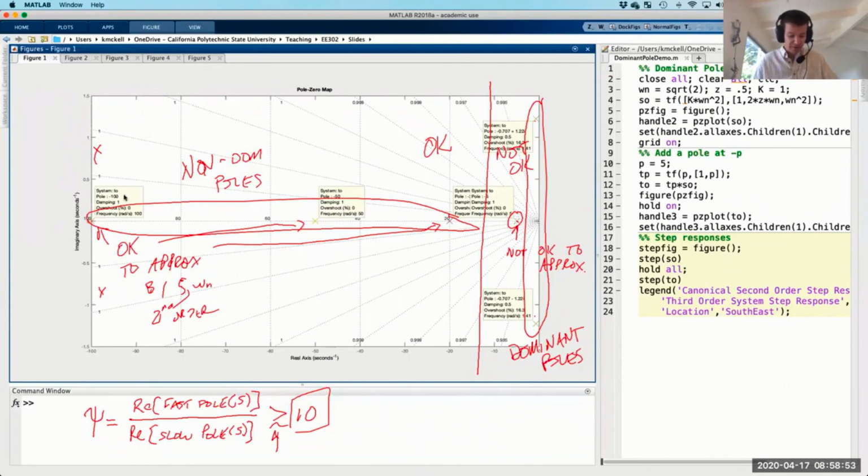Now the scales on the vertical and the horizontal axes are vastly different, right? So this vertical axis runs from plus or minus 1.5, but the horizontal runs from 0 to 100. So even this pole here is like 20 times further away from the origin than these slow poles.